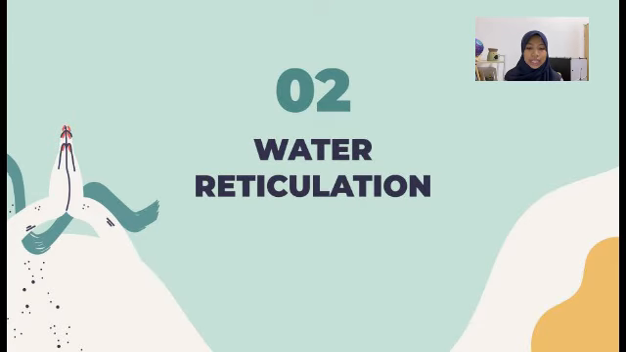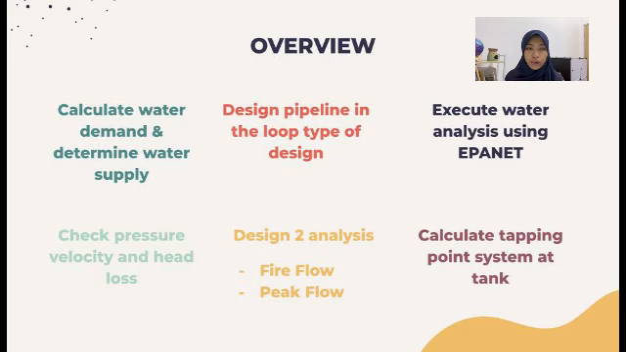So let's go to the second minor department, which is water reticulation. The overview of water reticulation is: number 1, calculate water demand and determine water supply. Number 2, design the pipeline in a loop type of design. Number 3, execute water analysis using EPANET. Number 4, check pressure, velocity, and head loss. Number 5, design analysis, which is fire flow and peak flow. And the last one is calculate the tapping point system of water.